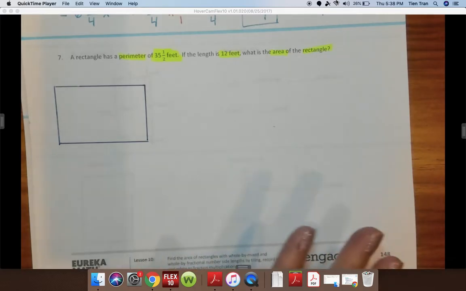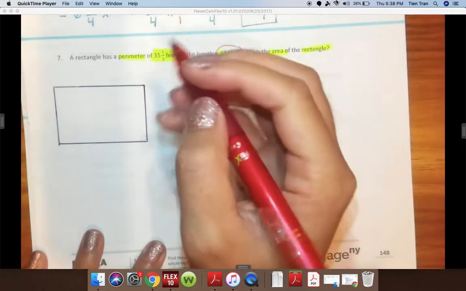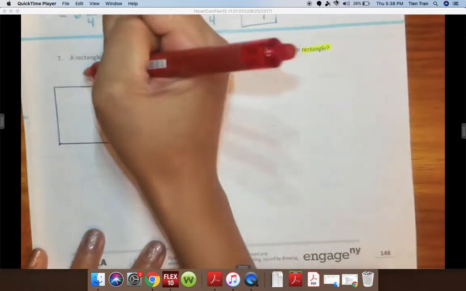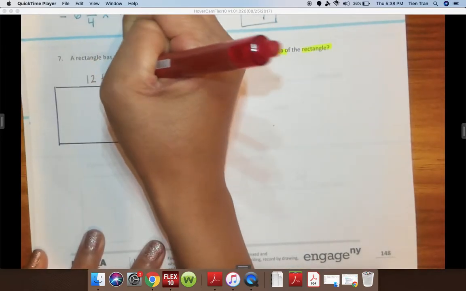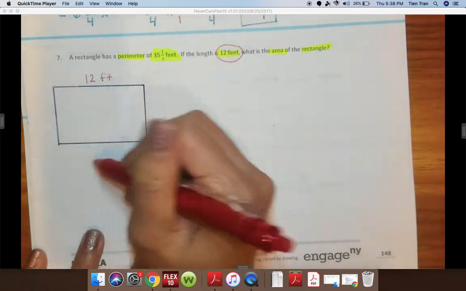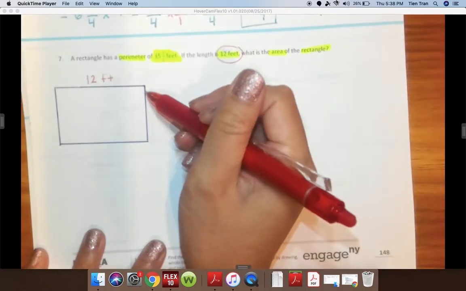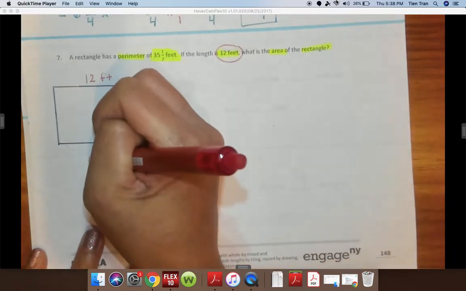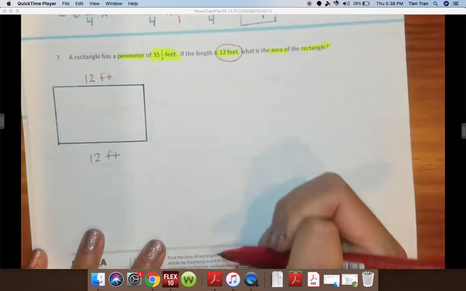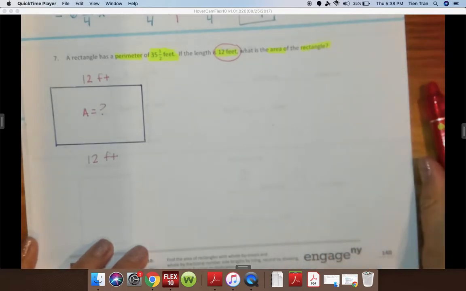So, first thing I'm going to do is make sure that I figure out what my measurements are. So I know that the length, which is the base of my rectangle, is 12 feet. So this is 12 feet. And as you know, for a rectangle, if one side is 12 feet, the side across is also 12 feet. Okay? So now I need to figure out what is my area then, if that is the case.